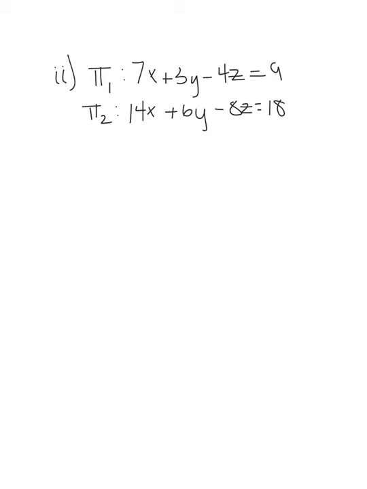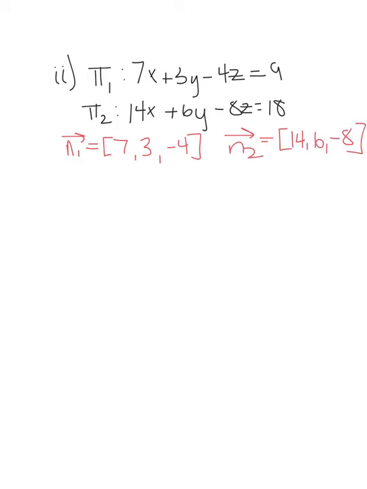All right, example 2. So again, I have the equation for plane 1 and plane 2. Again, it's a scalar equation, and so I'm going to go ahead and write my normals. So I've got my normal 1, 7, 3, negative 4, and my normal 2, 14, 6, negative 8. Now, what I notice right away is that these normals are scalar multiples of each other. So 2 times the first normal would give me the second normal. So since these are scalar multiples of each other, we know that these normals are parallel to each other, which means that our original planes are also parallel.